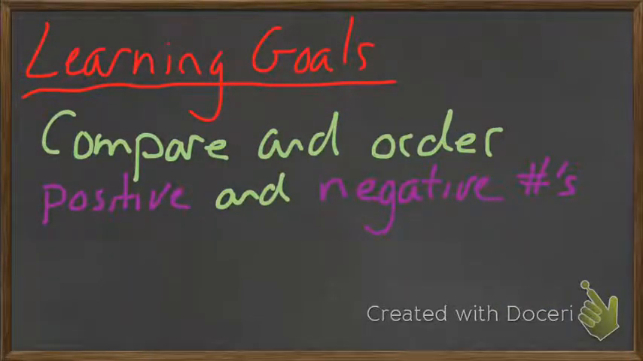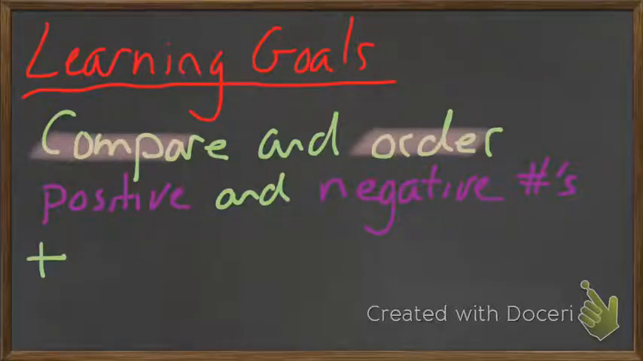Learning goals for this lesson. We are going to compare and order both positive and negative numbers. Now, when I say positive and negative, I don't mean they're really, really happy numbers and there's the really sad numbers. I mean the numbers themselves are physically positive or negative.